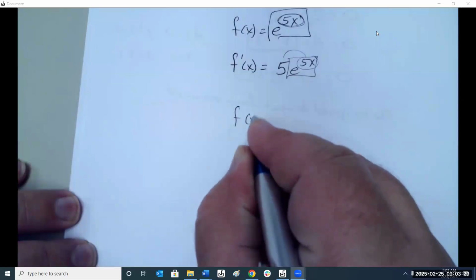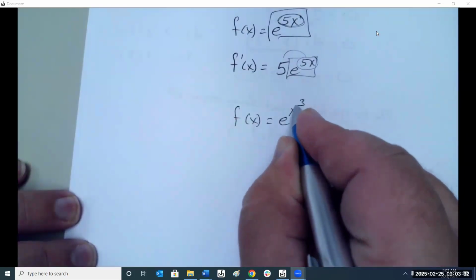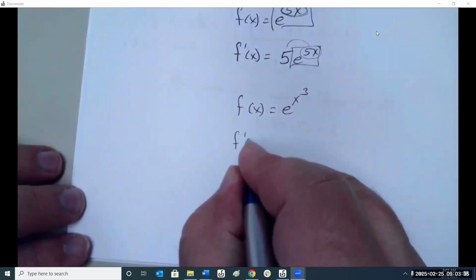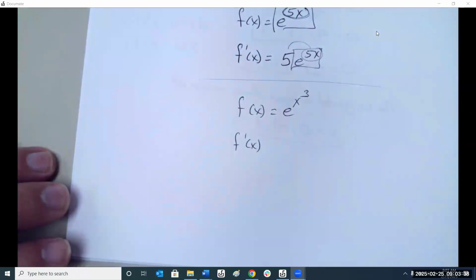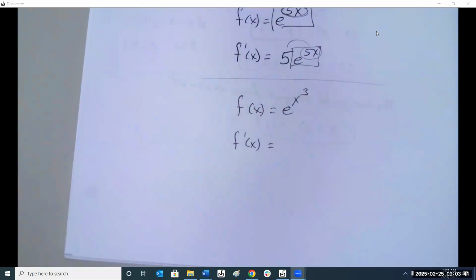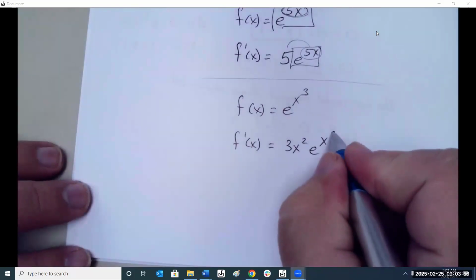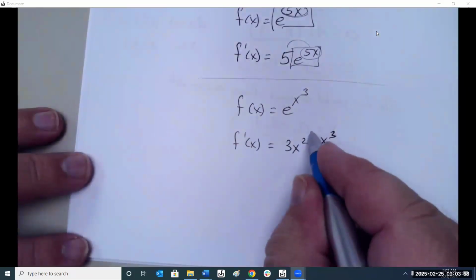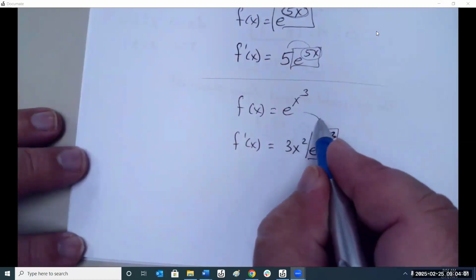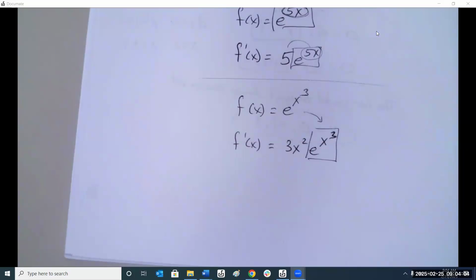If f of x equals e to the power x cubed, what would my first derivative be? No, x cubed. Yeah, because in your exponential derivative, you always have to have what you started off with. And this is just the derivative of the exponent.